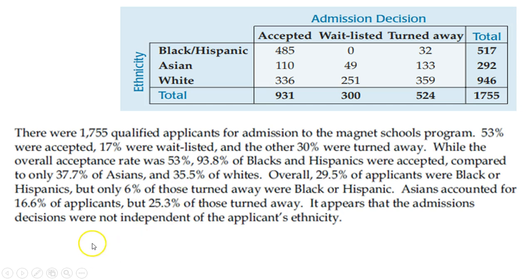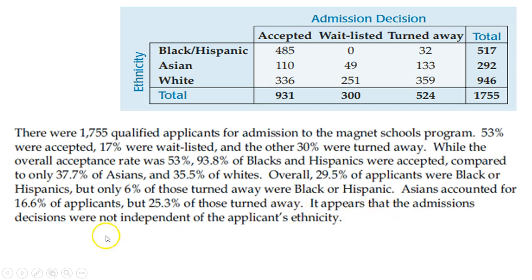So Asians accounted for 16.6% of the applicants. So out of all total applicants, divide those to get 16.6%, but 25.3% of those were turned away. So how many were turned away out of the Asian applicants? Divide those in order to figure out what that is.